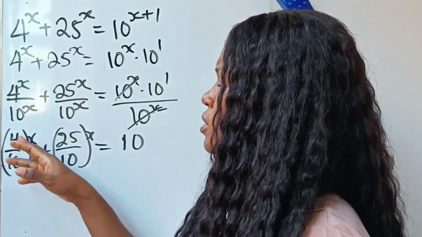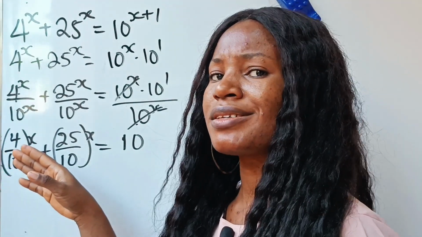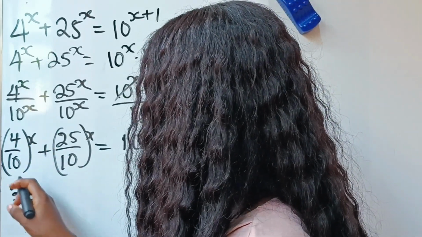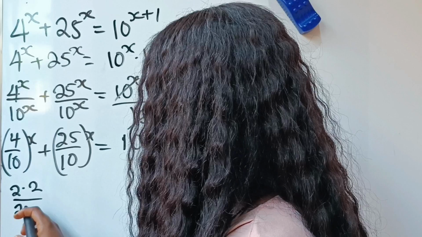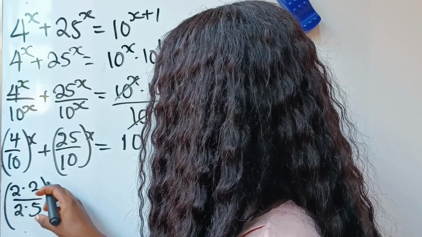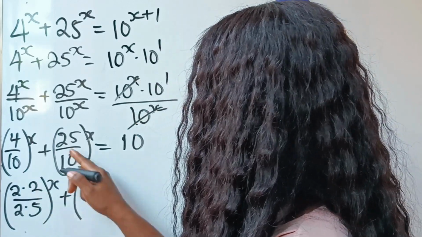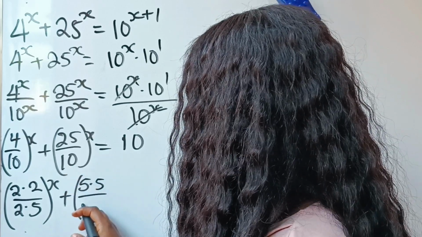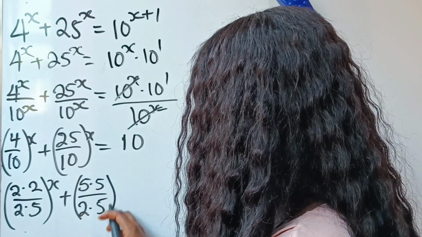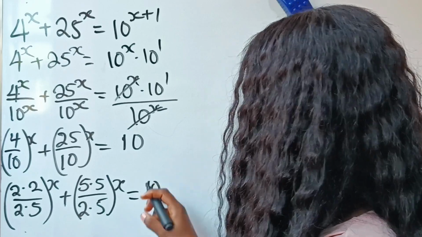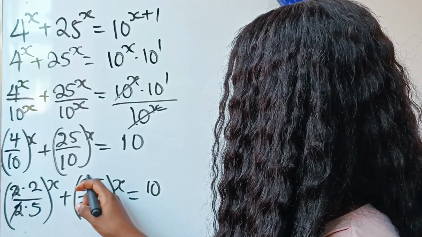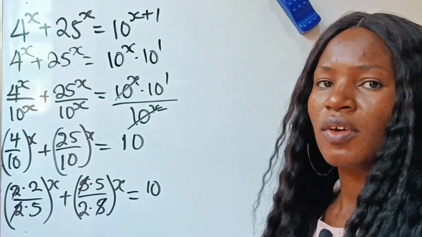Now what do they have in common? Their common factor is 2, because we can write 4 as 2 multiplied by 2 and 10 as 2 multiplied by 5, raised to the power of x, right? Plus, now 25 can be written as 5 multiplied by 5 and 10 can be written as 2 multiplied by 5, raised to the power of x is equal to 10. Now we cancel 2 here and 5 here.